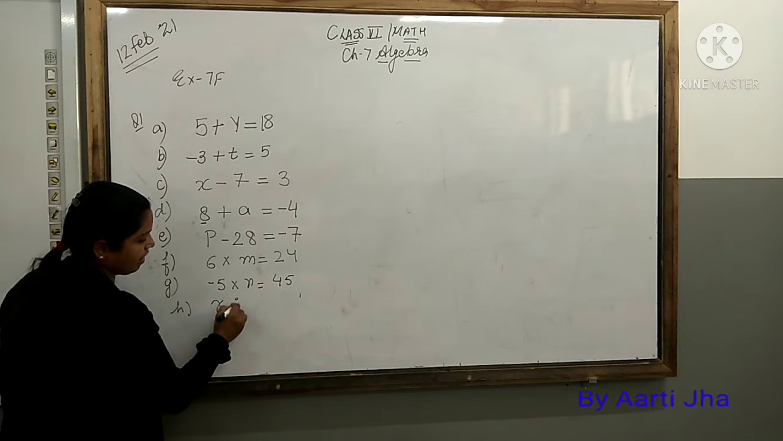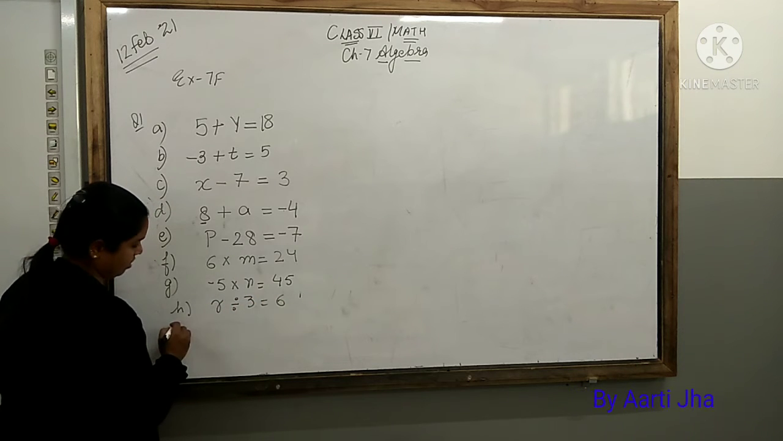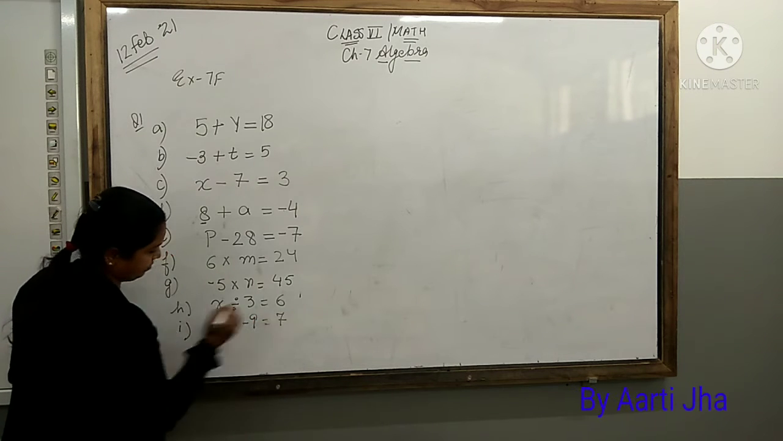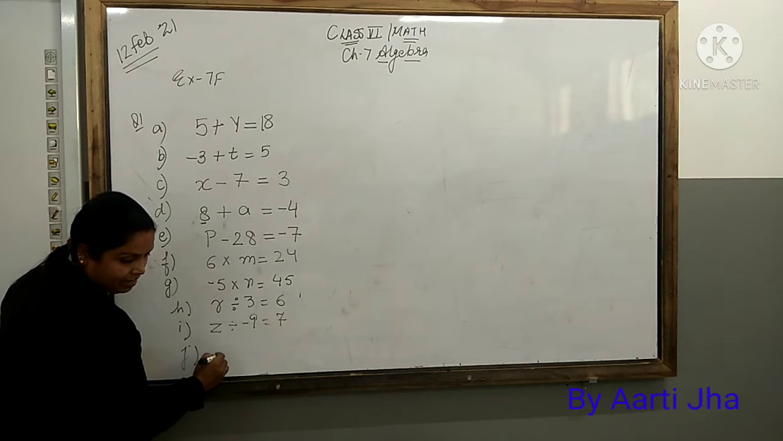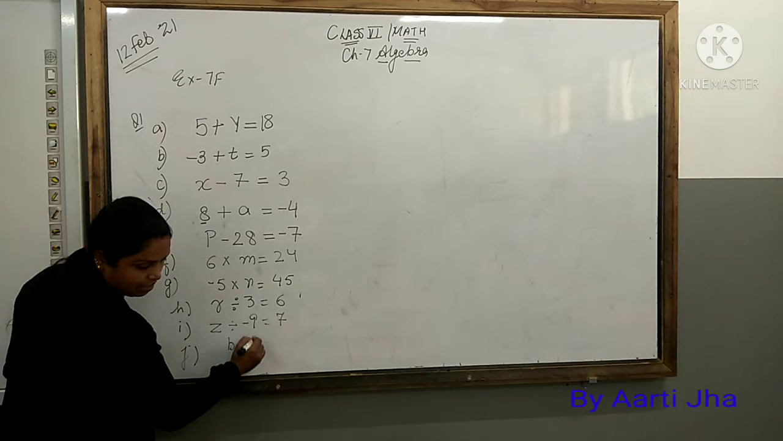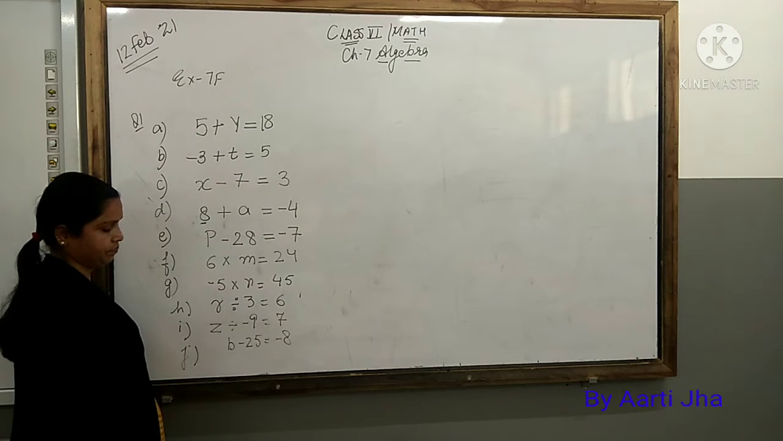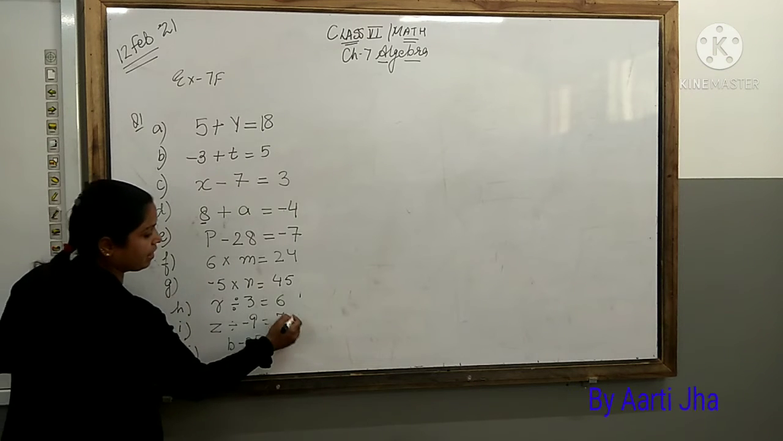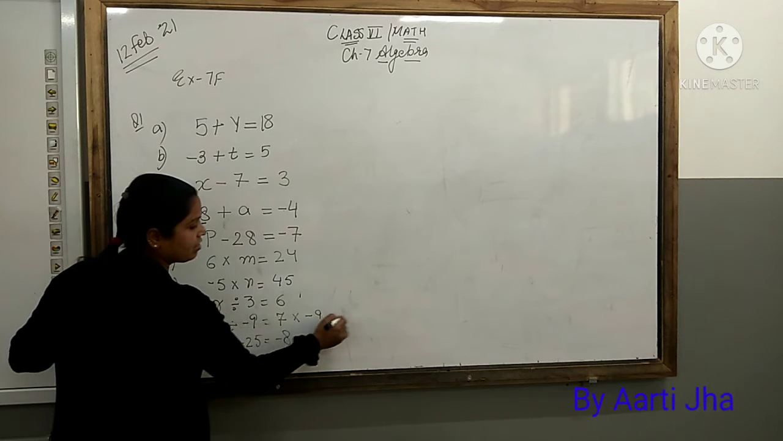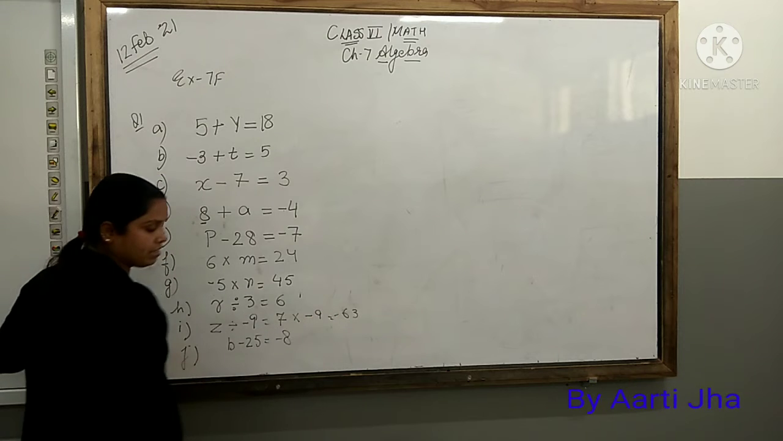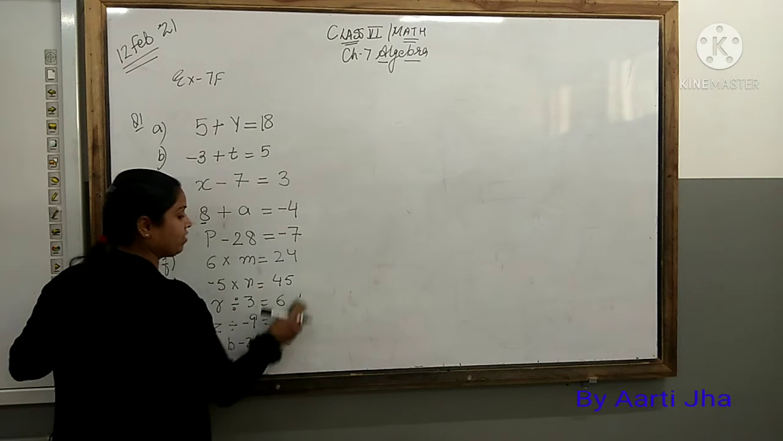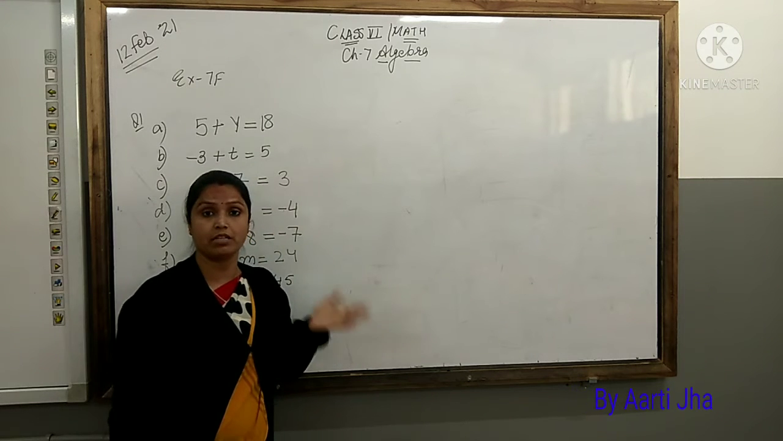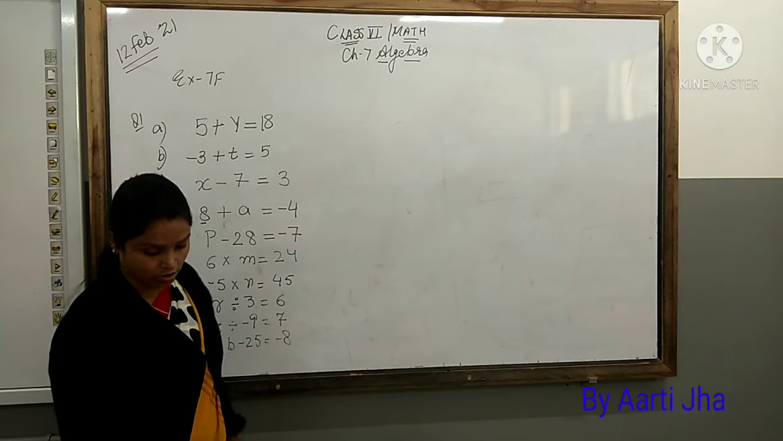H part. r divided by 3 is 6. I part. z divided by minus 9 is 7. J part. 25 less than b, that is b minus 25 is equal to minus 8. Okay, now see, here divide comes here, becomes multiply. So minus 9 is coming here. 7 nines are 63. Plus, minus, minus. Why? There is a difference between the rule when we are changing multiply and divide and when we are changing plus and minus. The integers rule you will find, okay? You are going to use that rule.